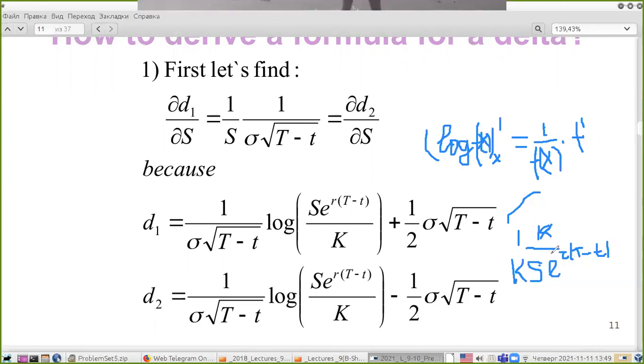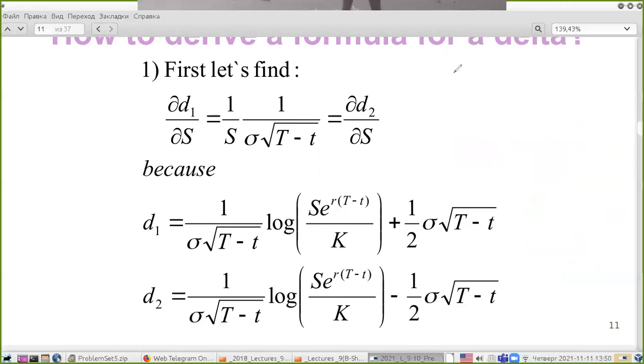After this, here K is constant because it doesn't depend on S. So we have only 1 divided by S. You see, so its coefficient and the derivative of this is 1 divided by S. And the derivative of this is 0, because this expression doesn't depend on S. Similar for this, it is the same. So the derivative of d1 with respect to S equals the derivative of d2 with respect to S, and this expression.